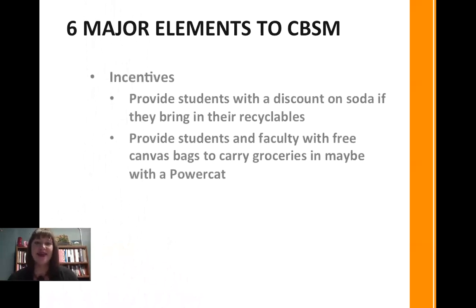The next element is incentives. We all need to be incentivized sometimes. Sometimes for the good of the community is perhaps not enough. So think of ways that you can provide incentives. For our recyclables, perhaps provide students with a discount on soda if they bring in their recyclables. For our canvas bags, provide students and faculty with free canvas bags to carry their groceries. On this campus, maybe they have a Power Cat on them. That's certainly an incentive here to have things with our purple Power Cat on top of them.